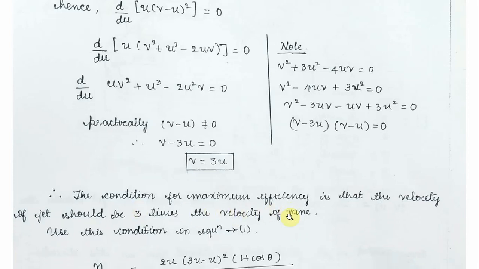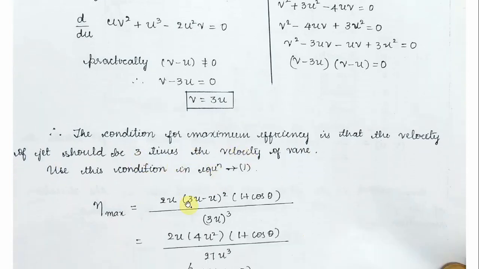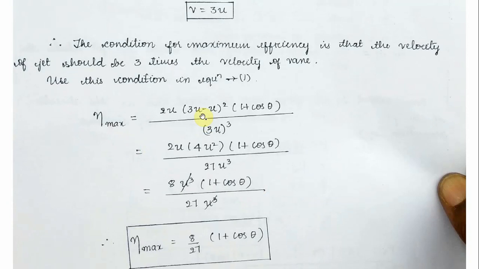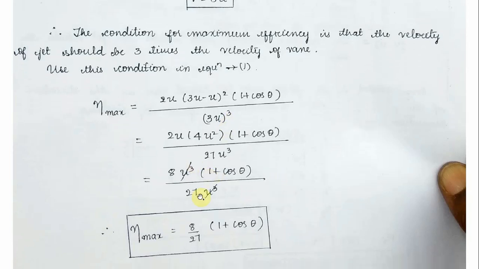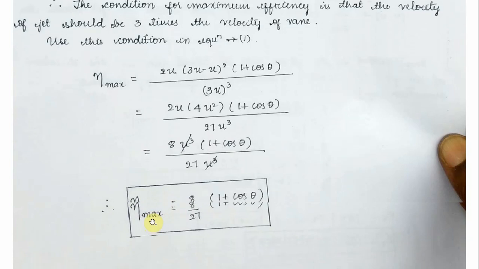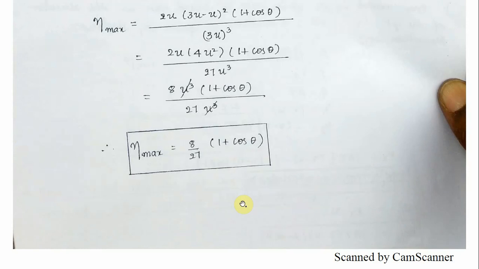Important: the condition for maximum efficiency is that the velocity of the jet should be 3 times the velocity of the vane. Hence using this condition in equation number 1, the maximum efficiency is 2U (3U minus U) whole squared (1 plus cos theta) divided by (3U) cubed. On simplification, the maximum efficiency eta max is equal to 8/27 (1 plus cos theta). Thank you.